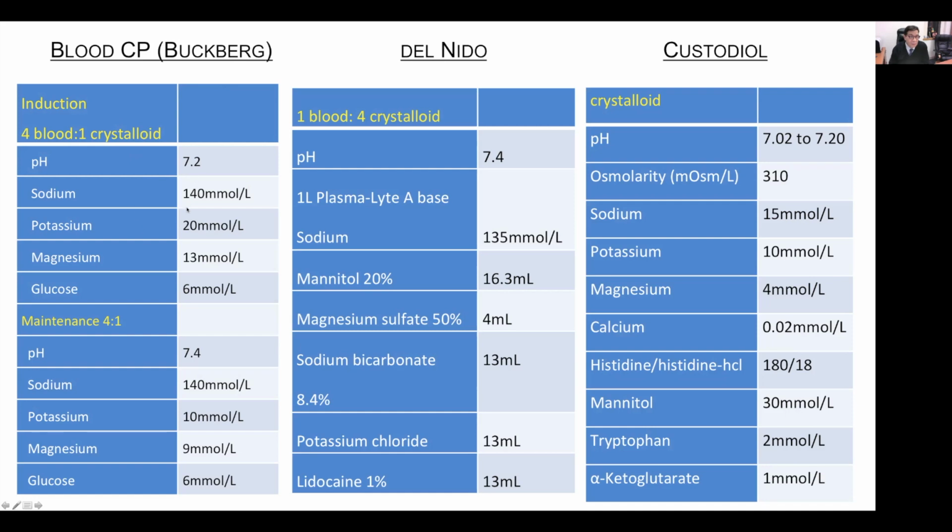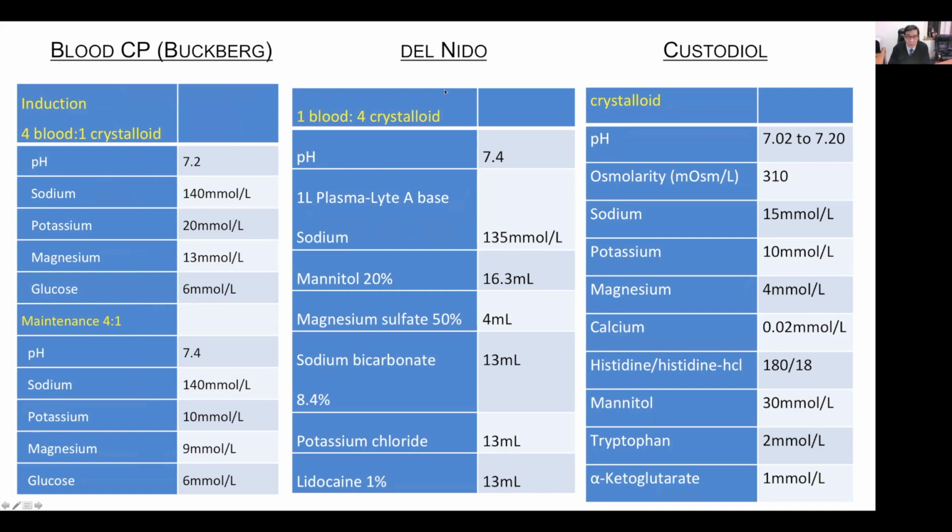And it's an extracellular solution with sodium and potassium being high to achieve arrest. And then these other additives, including glucose being the most important one for substrate. And maintenance is still at 4:1, 4 parts blood to 1 part crystalloid, being given typically every 20 minutes.